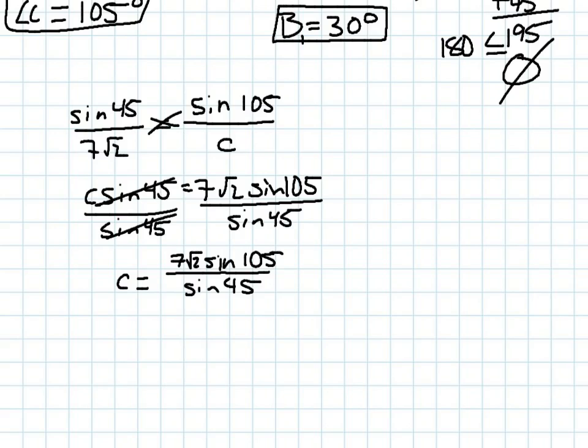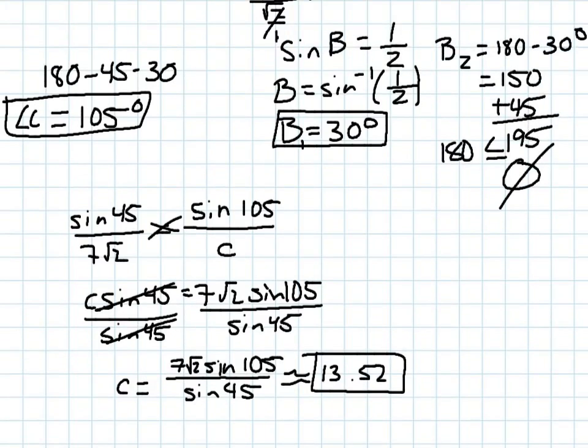So here, punching it in, 7 square root of 2 sine of 105, make sure your calculator is in degrees, divided by sine of 45. That gives me a value of 13.52. So then that would be the three missing pieces that I needed to find.